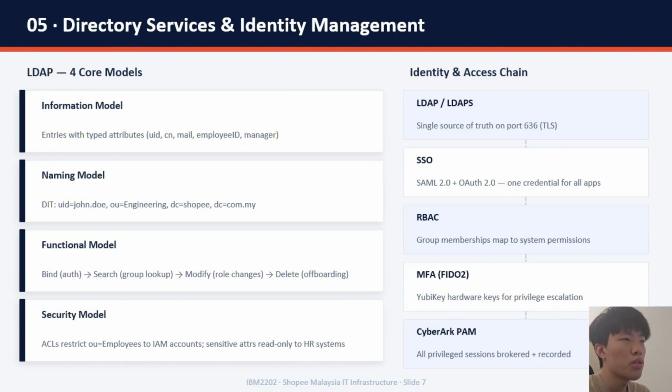The information model defines employee entries with attributes like UID, common name, mail, and employee ID. The naming model organizes these in a directory information tree. For example, an engineer's entry reads: UID is John DOE, OU is engineering, DC is Shopee, DC is com.my.